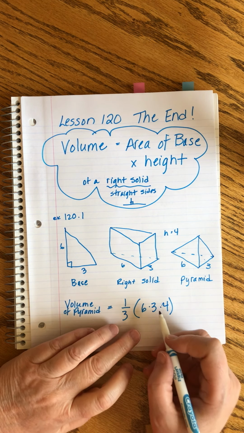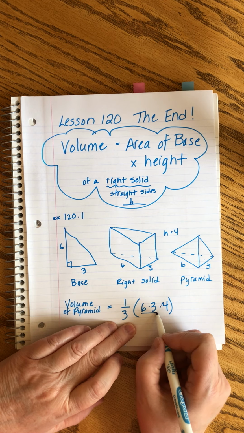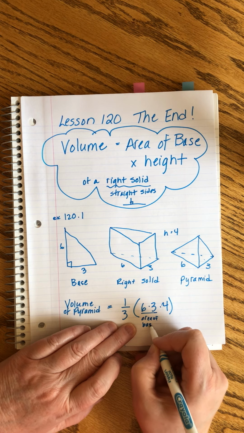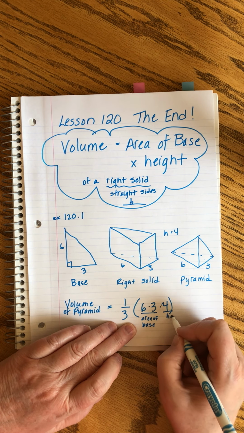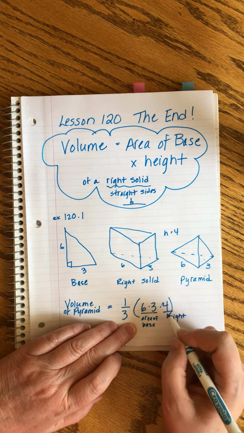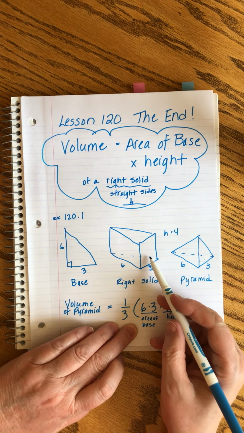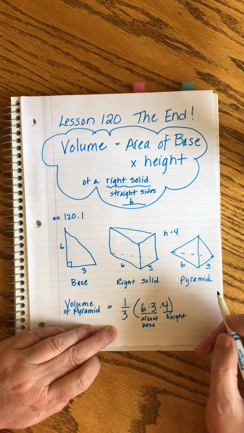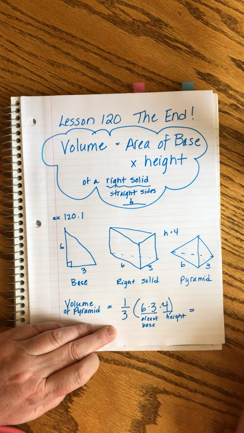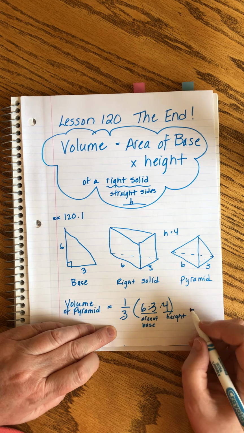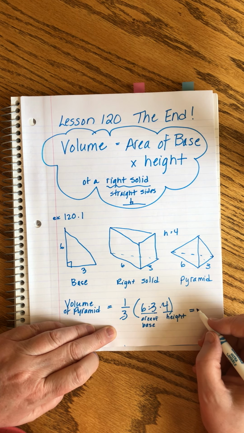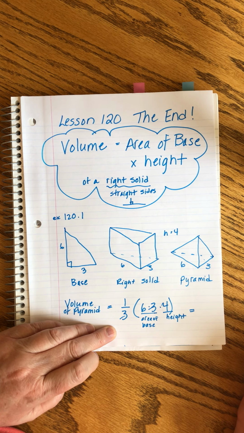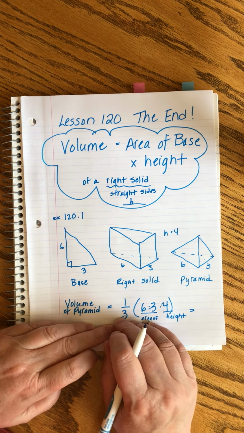Okay, so this is the whole thing. Here's the area of the base. Here's the height. Those two give us the volume of the right solid, and then 1/3 is what we use to get the pyramid. Make sense? So now all we have to do is do the algebra on this. I'm gonna cancel the 3's, and so I'm gonna get 6 times 4.